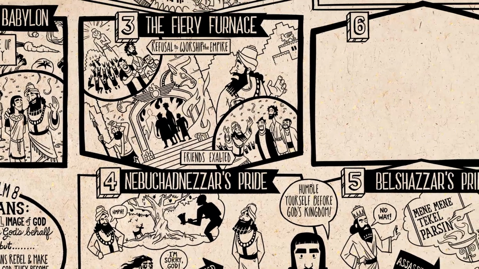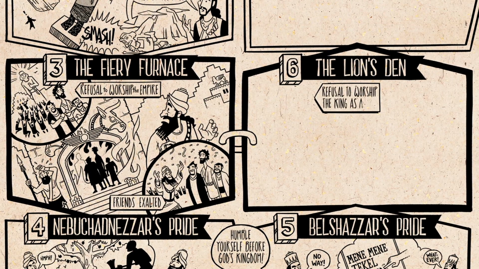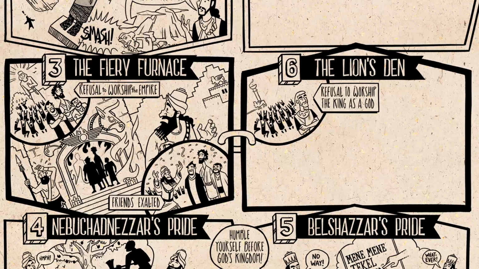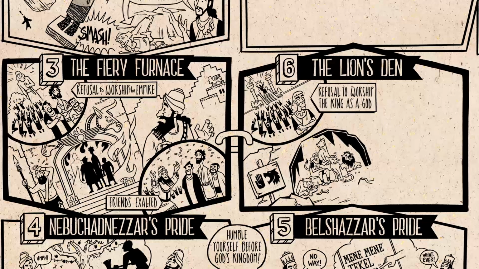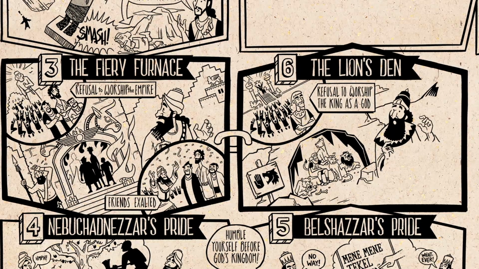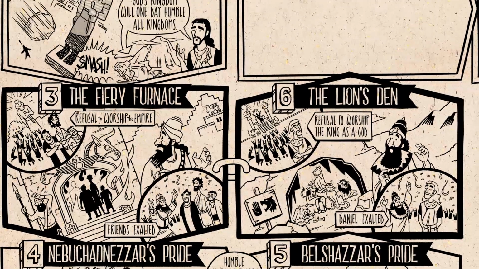Which brings us to chapter 6, the pair of chapter 3. And this time it's Daniel who's being persecuted because he refuses to pray and worship the king as a god. And so, like the friends, he's sentenced to death and he's thrown into a lion's den. But God delivers him from the beasts, and like the friends, the king exalts Daniel and praises his God, which brings us to chapter 7.